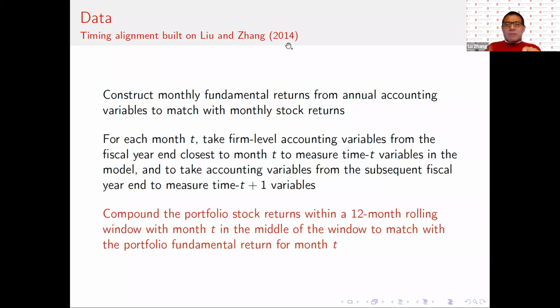In Liu and Zhang 2014, we basically annualized that month's stock return and matched that with the fundamental return constructed accordingly. But that involves some timing mismatch, because stock return is only for that month, but the fundamental return constructed for that month grabs information both before and after that month out of the financial statements. So in this paper, we improve on the timing match by compounding the portfolio stock return within a 12-month rolling window with that month T in the middle. Now the stock return, which is annualized, counts both before and after that month. So roughly speaking, that matches the portfolio fundamental return we constructed for that month. And this turns out to improve the estimation results, especially the correlation structure that I will show you later on.